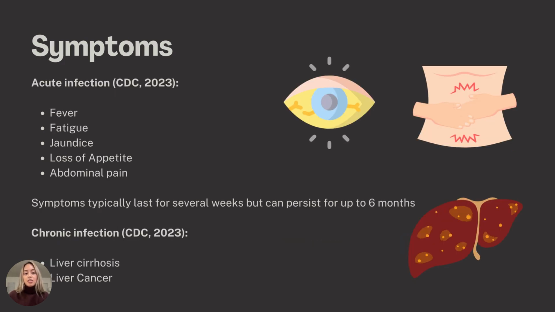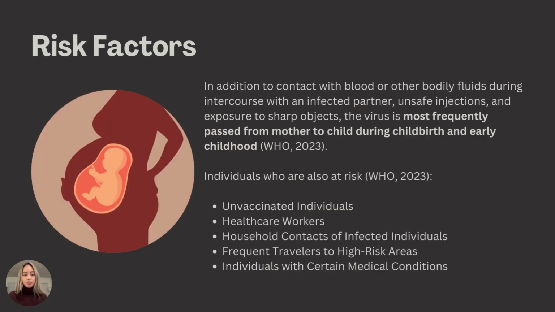For symptoms, in many cases, the body can clear the virus on its own. When symptoms of acute hepatitis B happen, they typically last for several weeks, but can also persist for up to 7 months. So they include fever, fatigue, jaundice, which is the yellowing of the eye or skin, loss of appetite, and abdominal pain. And for chronic infection, this can lead to liver cirrhosis, which is scarring of the liver, or liver cancer.